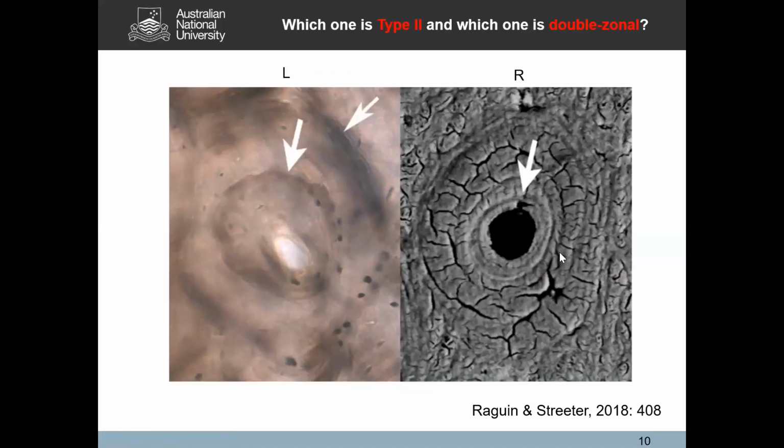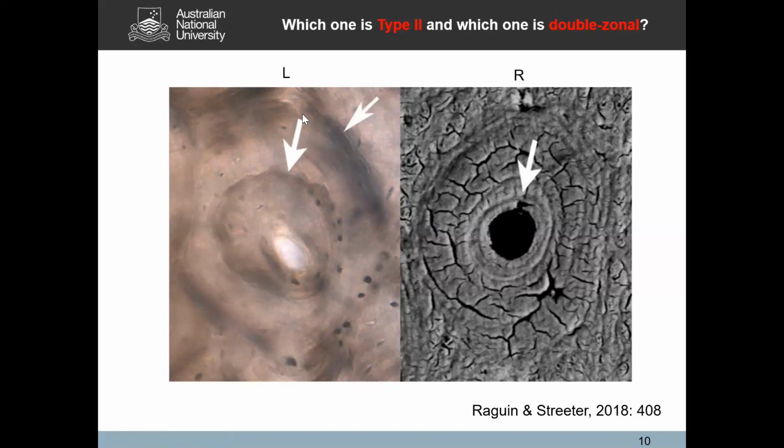Now, would you be able to tell me which one is a type 2 and which one is a double zonal osteon in this picture, bearing in mind what I just talked about? So this is the left and this is the right. Would you be able to tell me which one is double zonal? Okay, so there's a mix of replies. Most people seem to be on the same page.